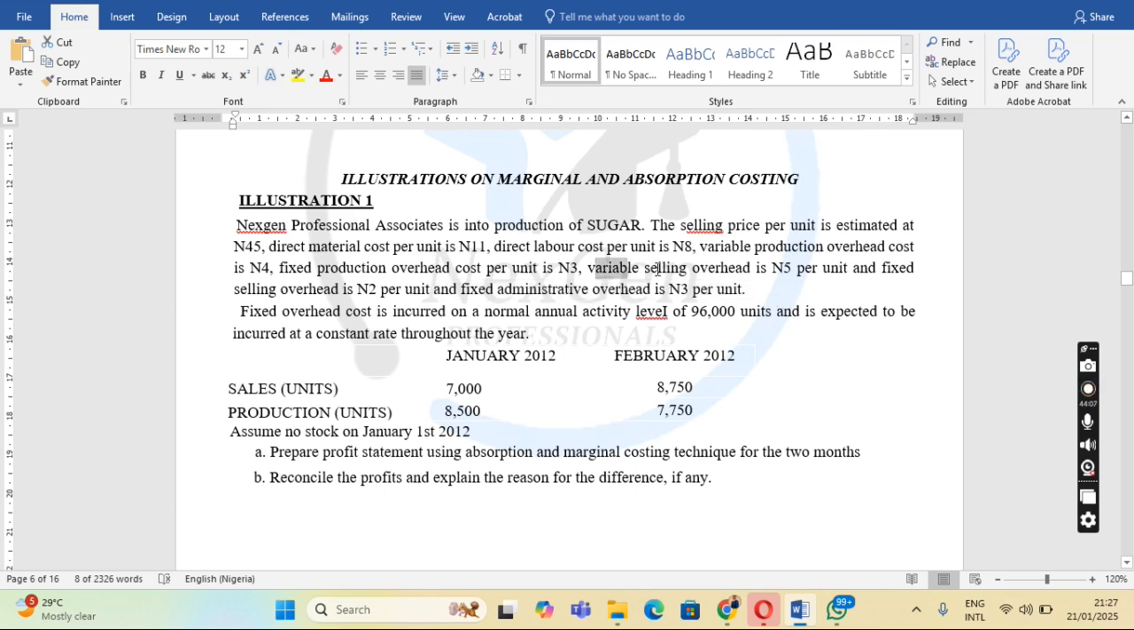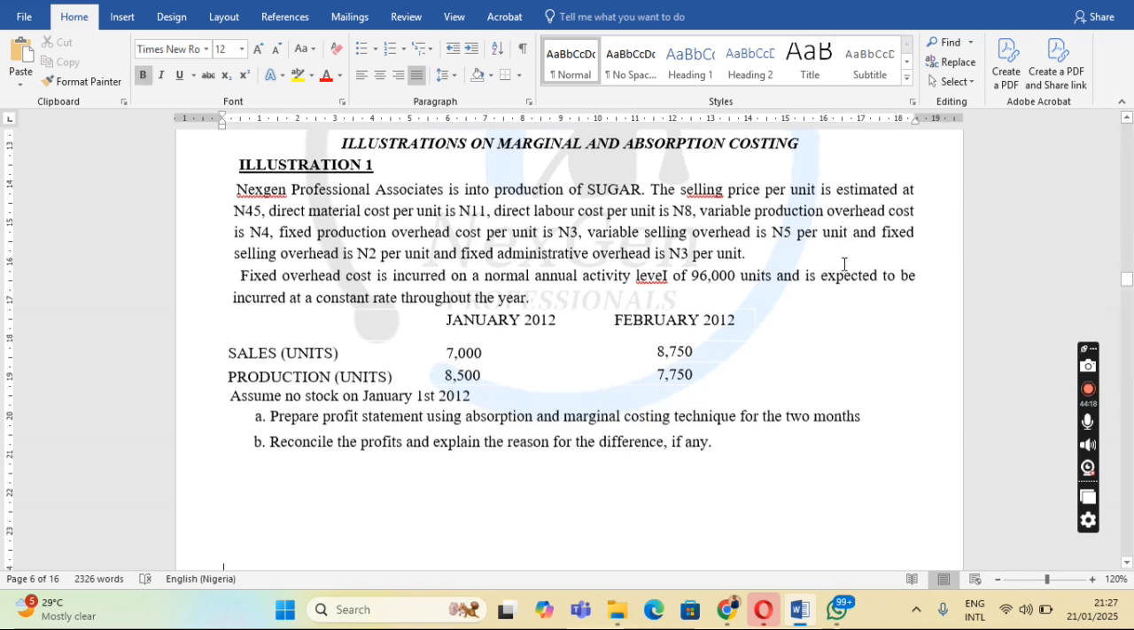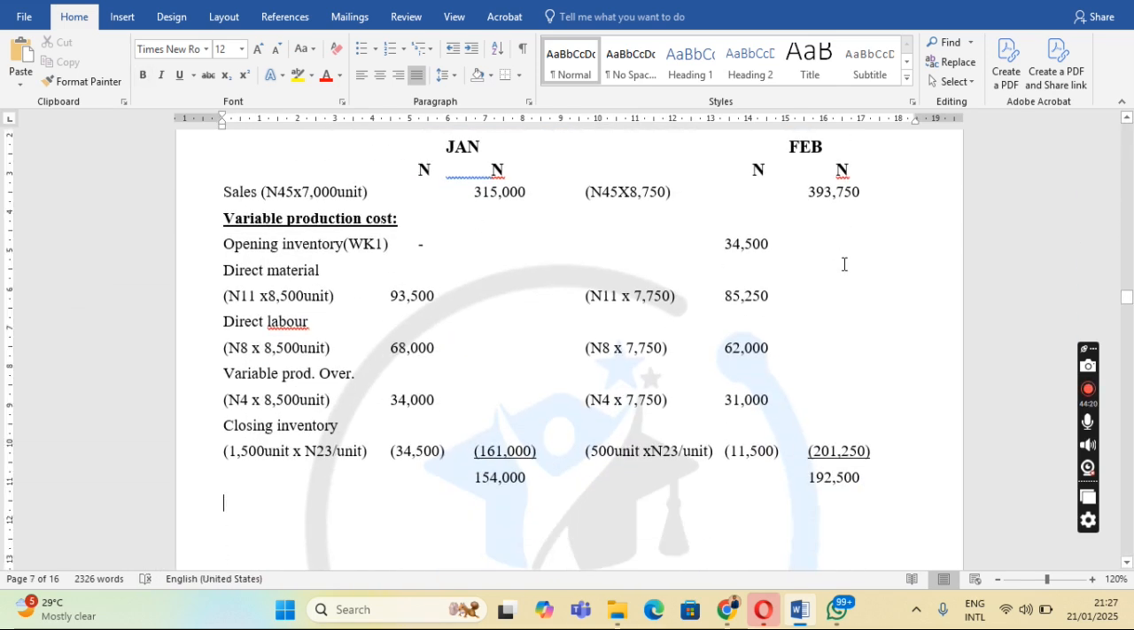Now you have what? Variable selling, right? Variable selling goes with sales. It is not part of your production cost. It is not part of the variable production cost. That is why we did not include it as part of the variable production cost. So you cannot say variable production overhead, right? Variable production overhead is 5 naira.